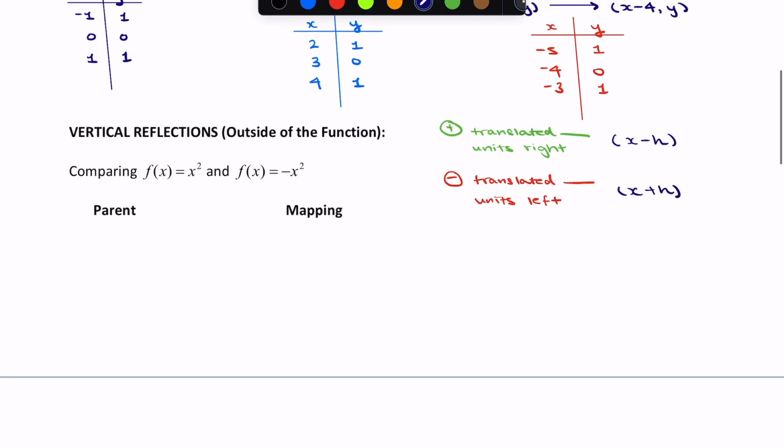Okay, the next thing we'll look at here is vertical reflections. And so the vertical reflections are, again, outside of the function, and these will impact the y values again. So they impact the y value of the function.